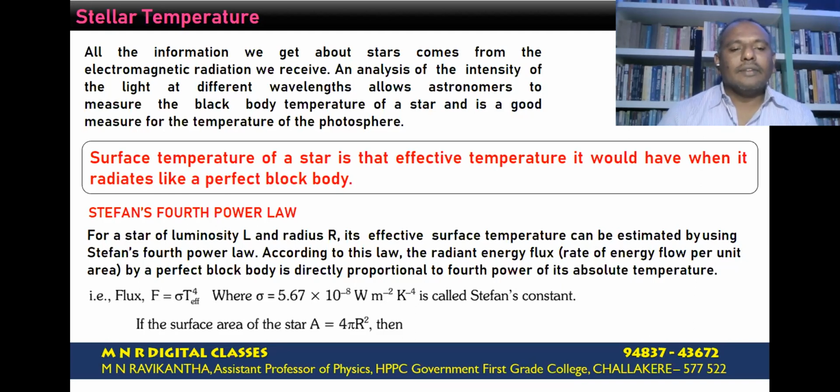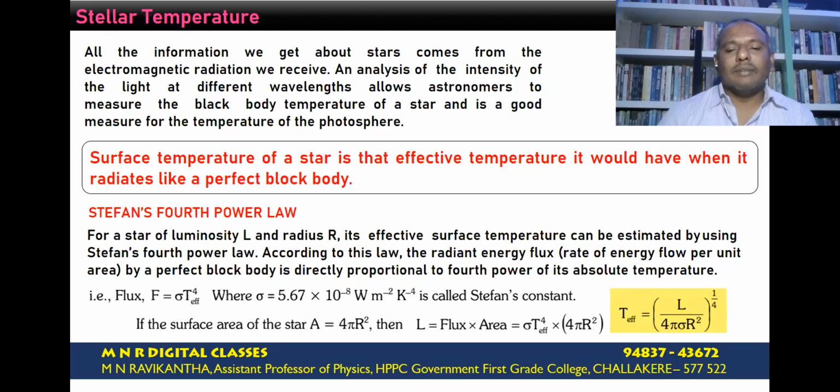If the surface area of the star is 4 pi r square, that is A is equal to 4 pi r square, then luminosity is given by flux into area. Using the values of flux and area from these two equations, we get L equals sigma T power 4 into 4 pi r square, and that gives us the estimation of surface temperature, that is the effective temperature. T effective is equal to L divided by 4 pi sigma r square, to the power of 1 by 4.